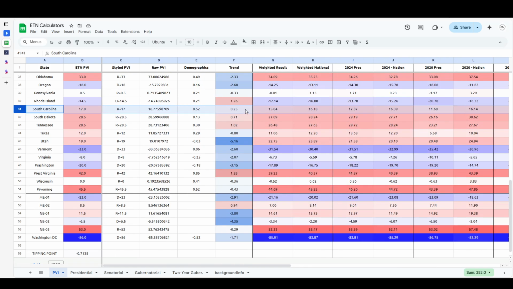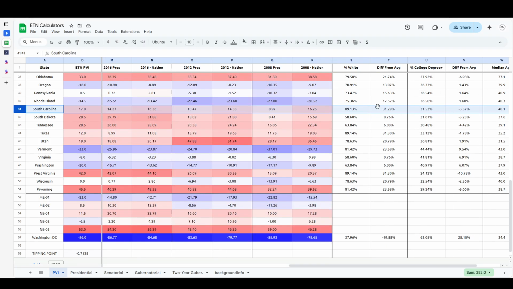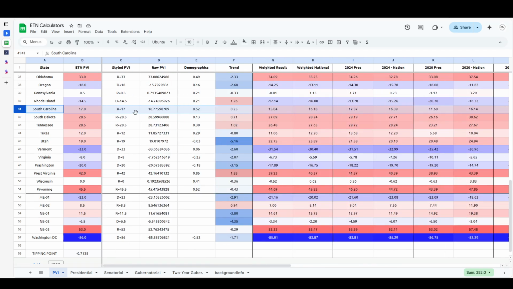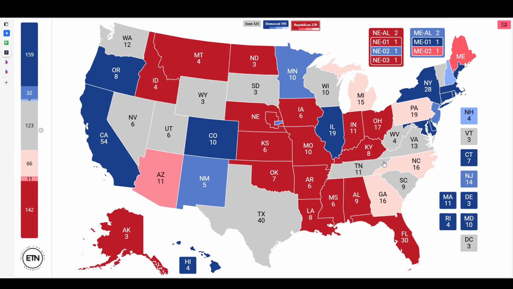It's actually a very, very white state, interestingly enough. 31% more white than the rest of the nation. So, interestingly, South Dakota is actually less white than South Carolina. There's actually a chance that those might be flipped. I'm not 100% sure. I'll have to check on that. So that's fun. But that's not going to weigh it that much. Still probably going to be R plus 17.